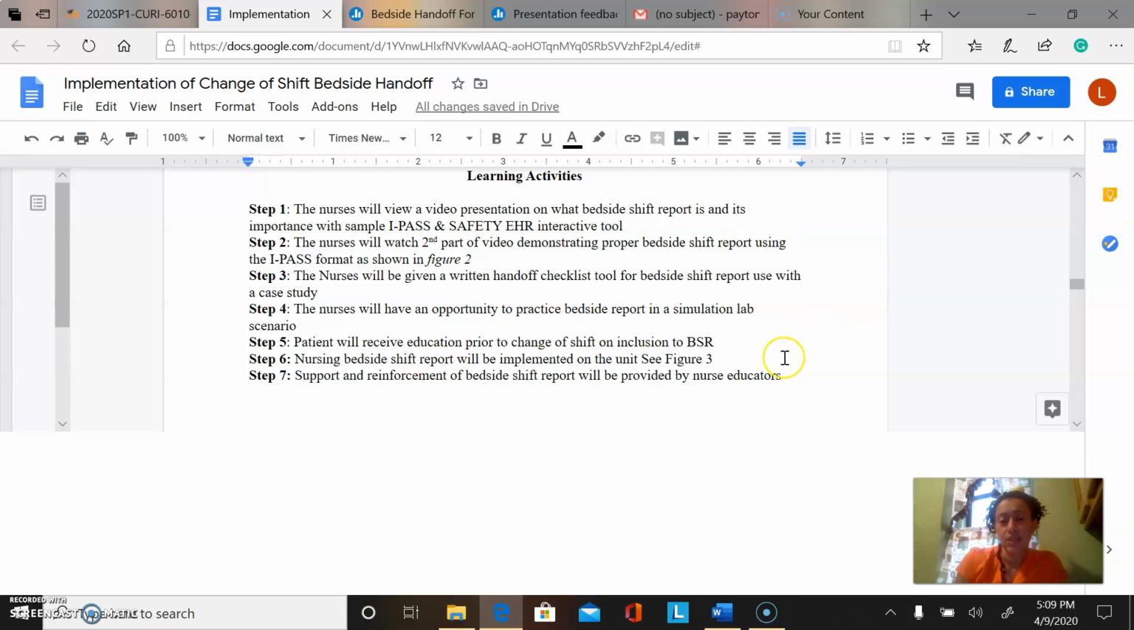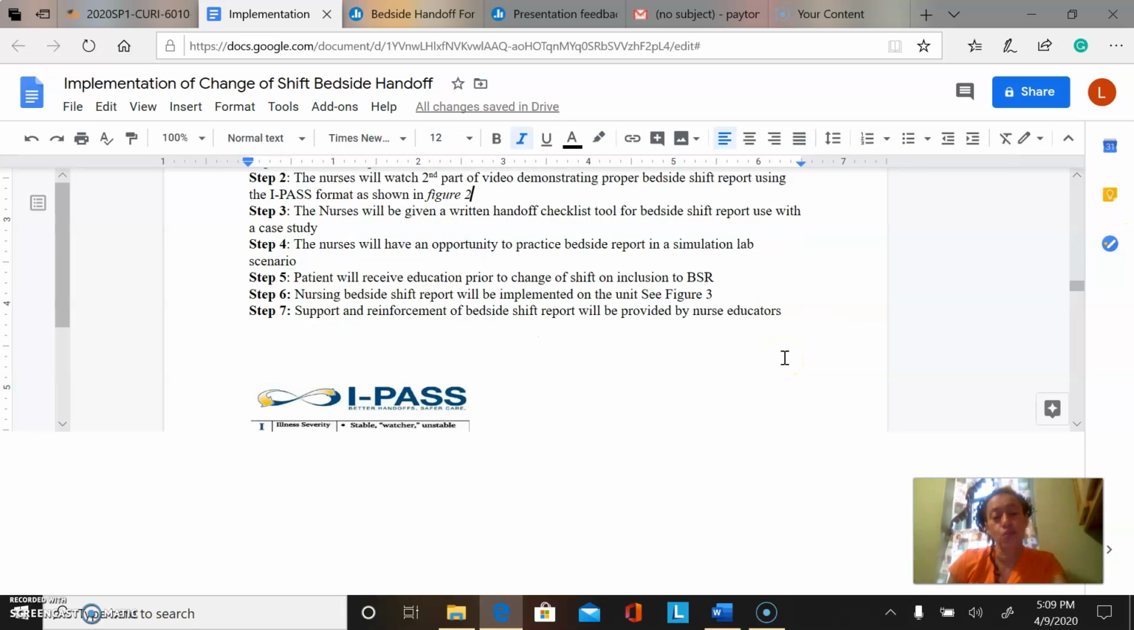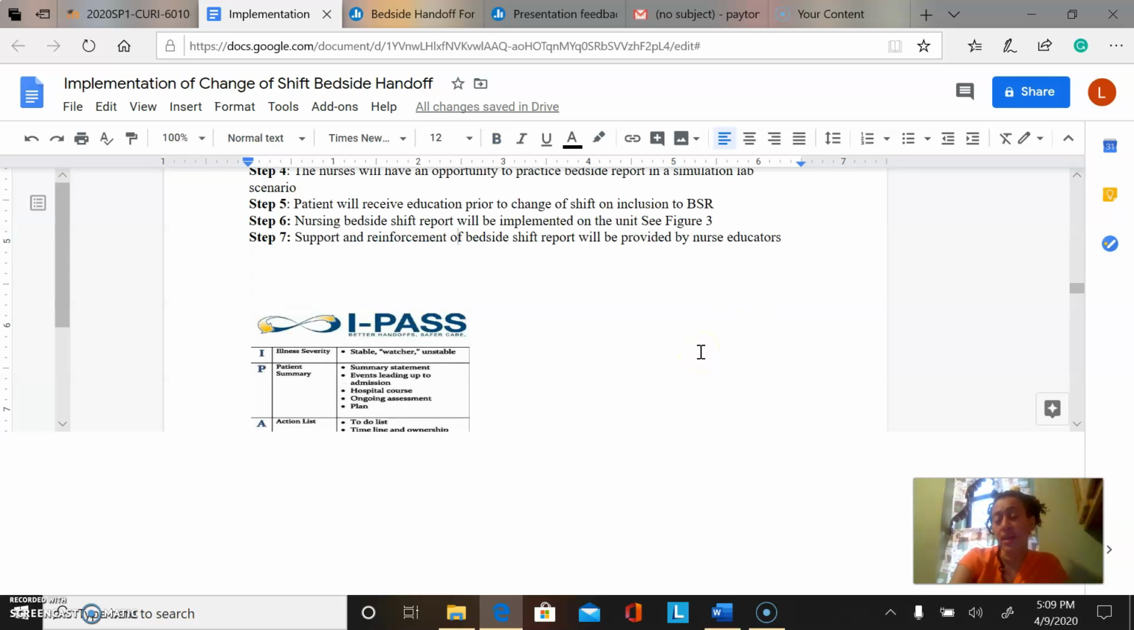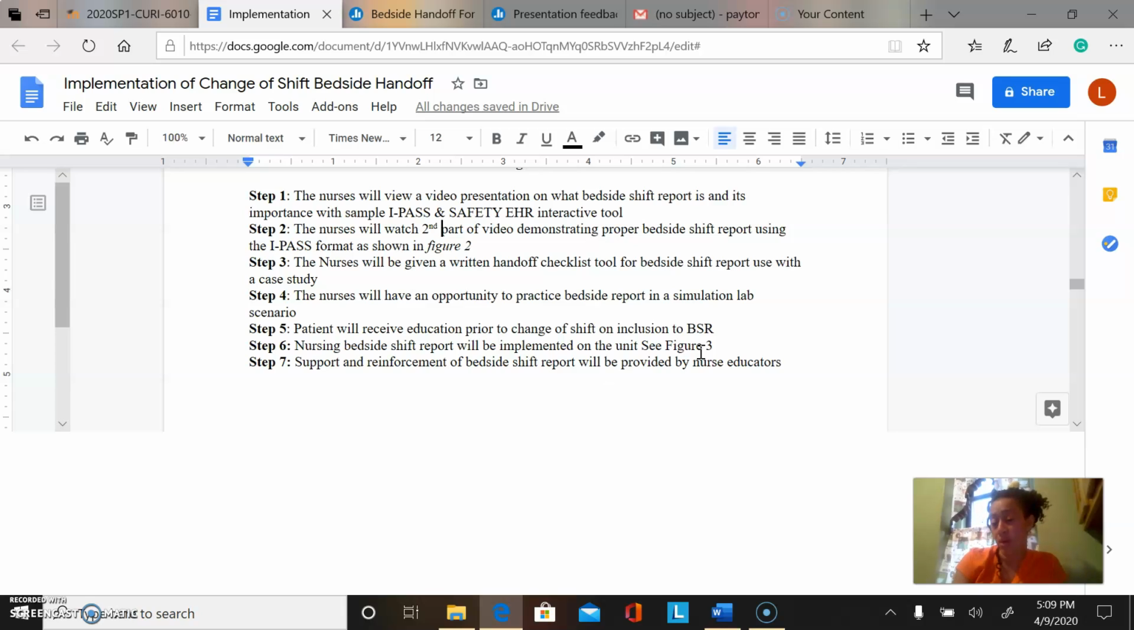And just so I can show you the IPASS tool, you can see it right here. What IPASS actually stands for is: I, illness severity; P, patient summary; A, action list; S, situation awareness and contingency plan; and S, synthesis by the receiver. So this is the tool that the nurses would use when talking about a patient and including the patient.